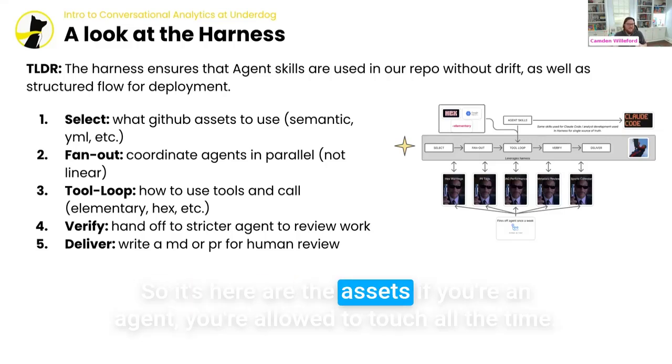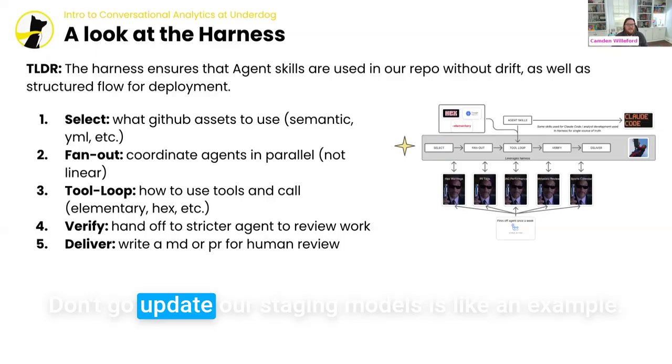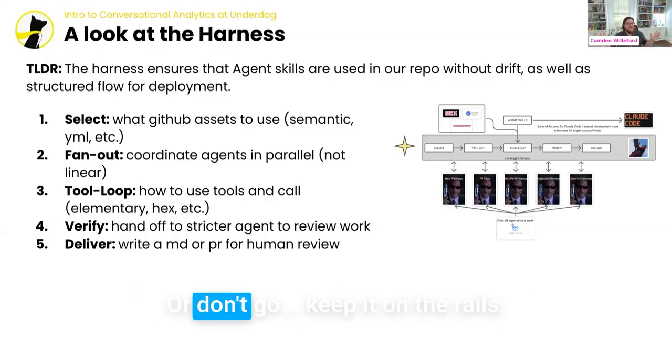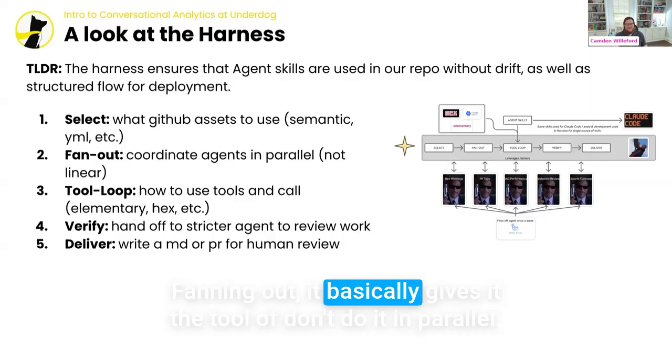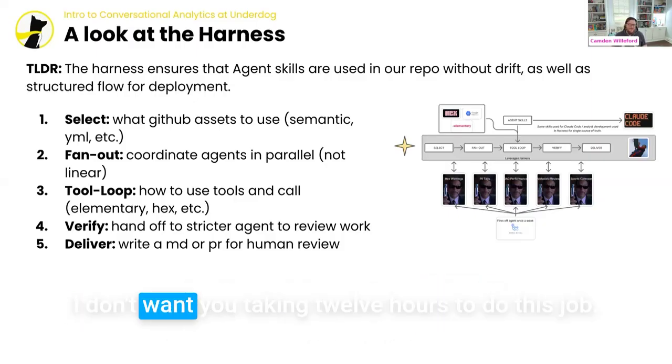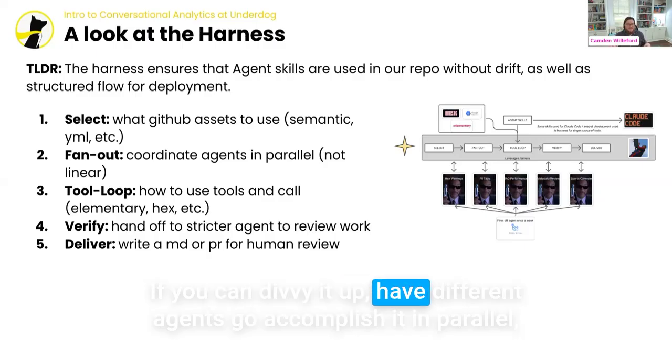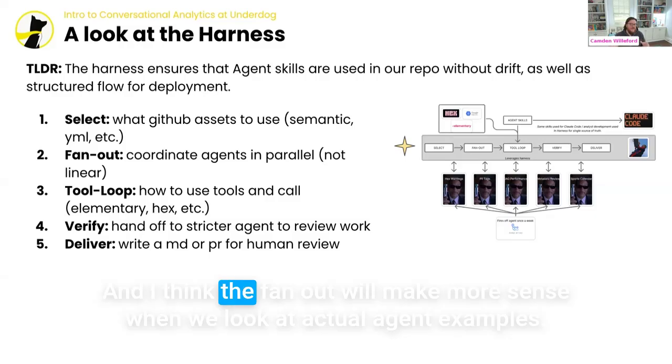So here are the assets. If you're an agent, you're allowed to touch all the time. Don't go update our staging models is an example, or don't go, keep it on the rails. So what GitHub assets can you use? And typically we tell it metadata things. That's what we want you to do for Hex. Fanning out, it basically gives it the tool of don't do it in serial. I don't want you taking 12 hours to do this job. If you can divvy it up, have different agents go accomplish it in parallel, and then pull that body of work in. And I think the fan out will make more sense when we look at actual agent examples.